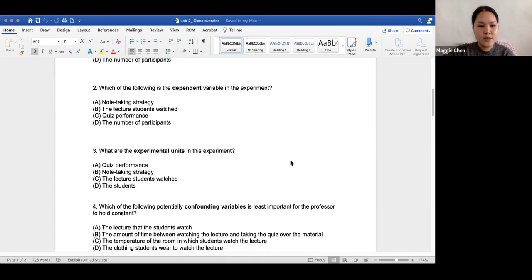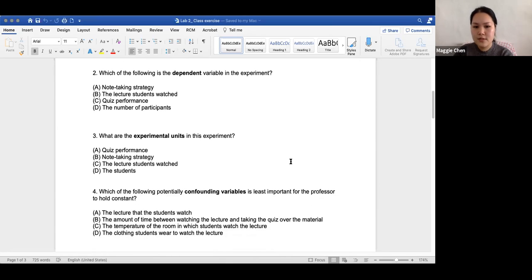For question 3, what are the experimental units in this experiment? So experimental units are the subjects of treatment. What are we applying our treatment to? What are we applying our independent variable to? Quiz performance, we just talked about in question 2, is actually our dependent variable. B, note-taking strategy, is our independent variable. So we can cross B out.